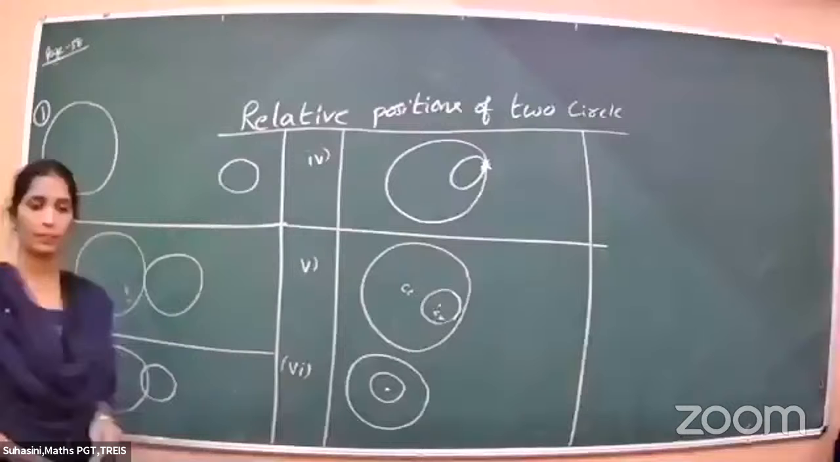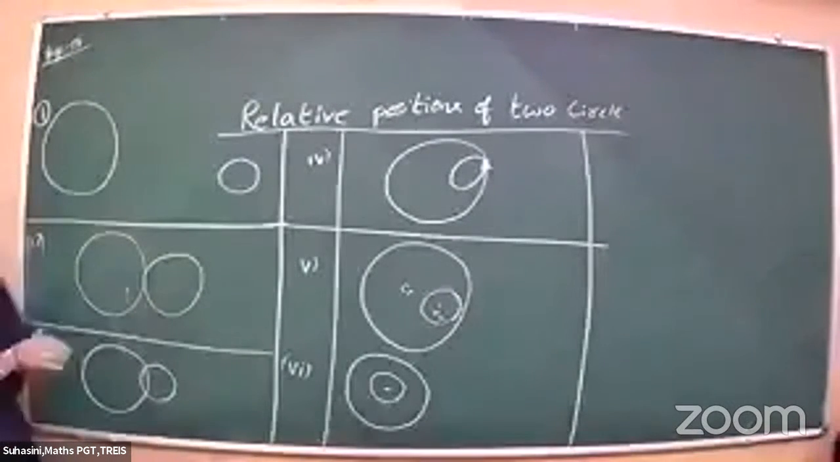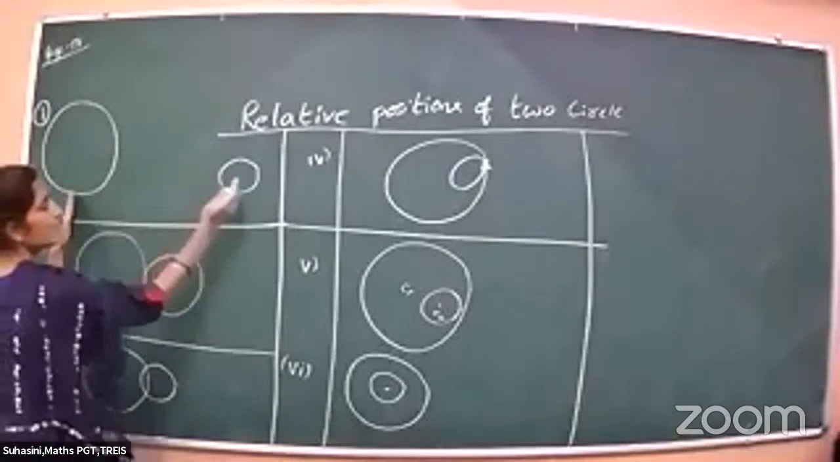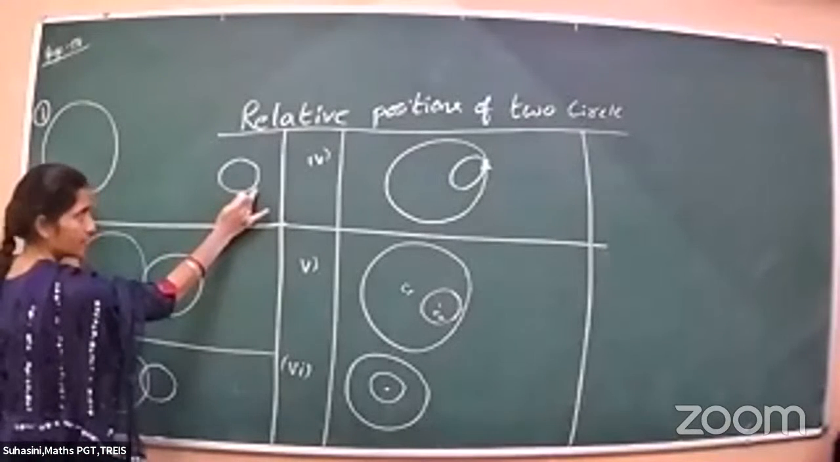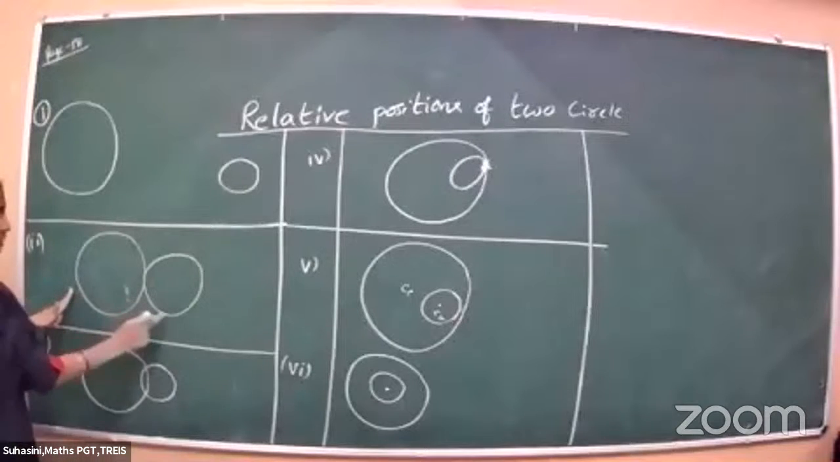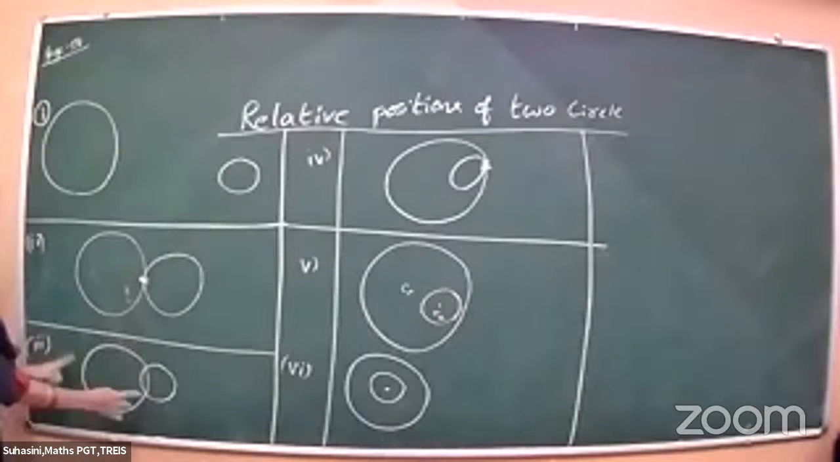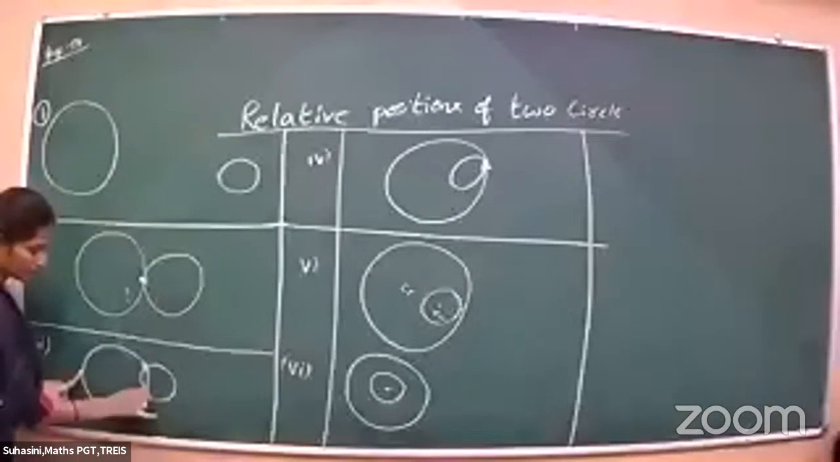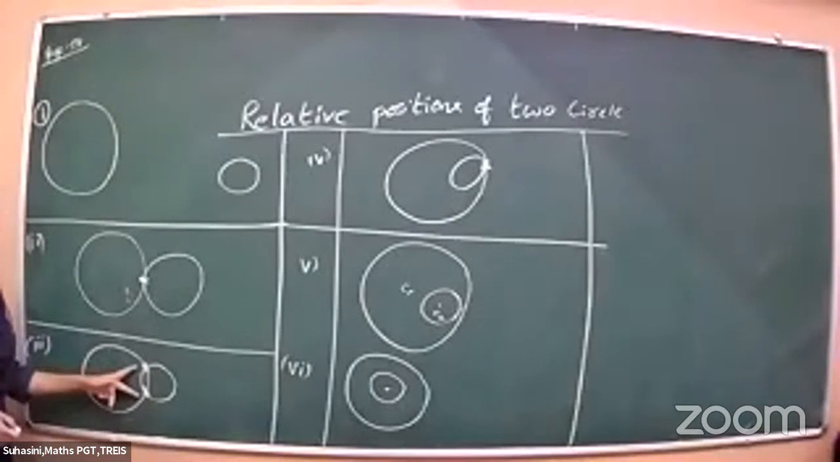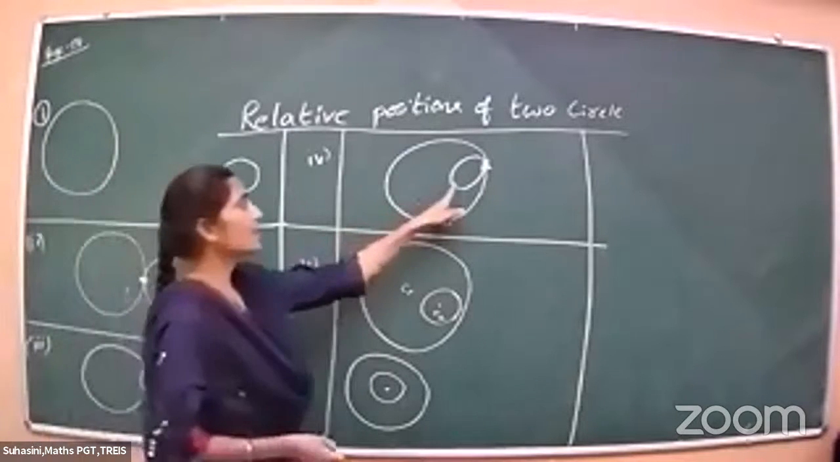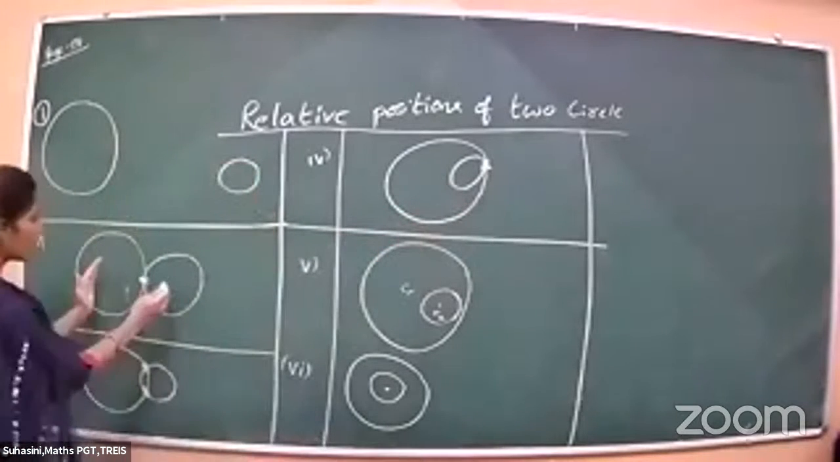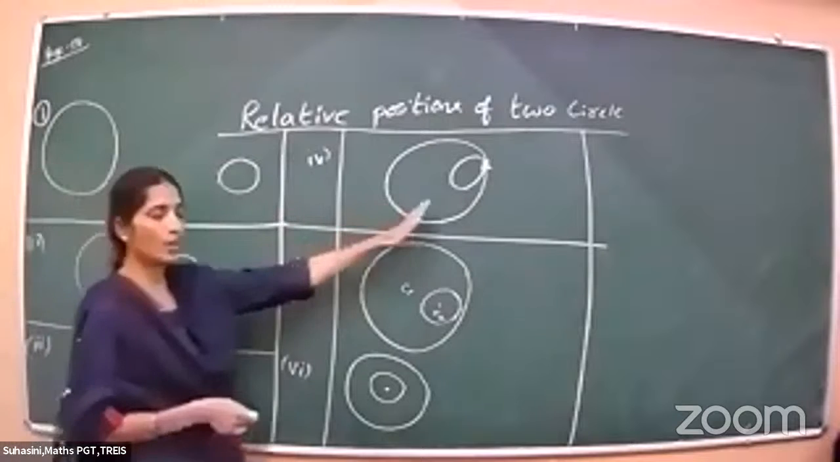There are different possible relative positions of two circles. One circle is in the exterior plane of the other circle. One circle touches the other circle, 1 point in common. And one circle intersects the other circle, so 2 points in common. One circle touches the other circle. See, here also 1 point in common, and here also 1 point in common.